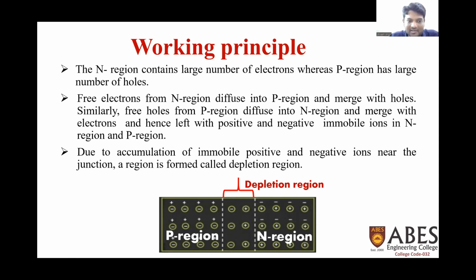In the last point, you can see due to accumulation of immobile positive and negative ions near the junction. Here junction means what? When you combine P region and N region, then a junction is formed in the form of the depletion region. Here I have mentioned the depletion region in red colored curly braces. You can see this red colored curly braces, and this region corresponds to the depletion region. In the depletion region, immobile ions are there, positive and negative, both.